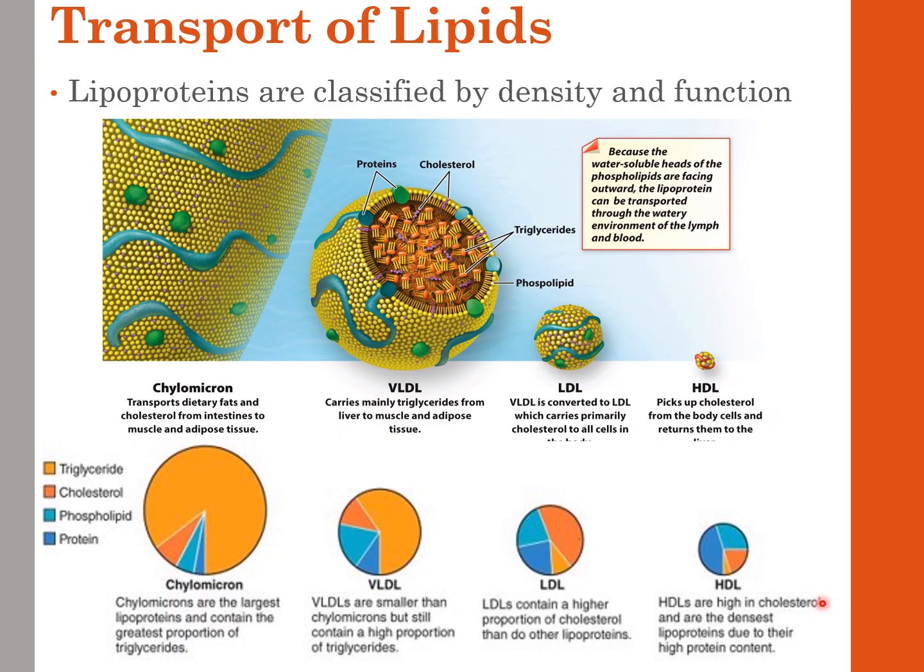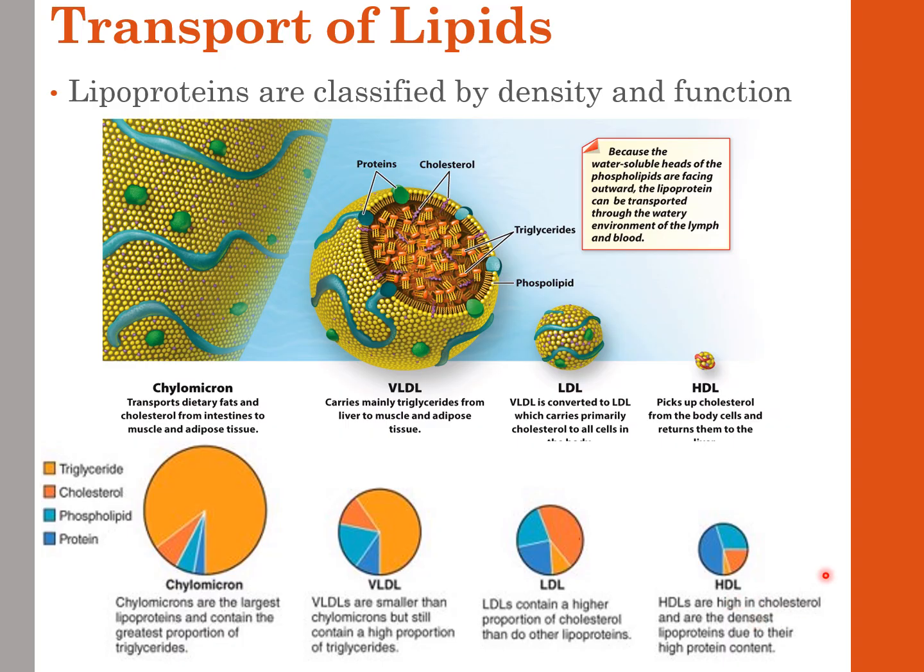So too much of those is going to cause or increase the risk of atherosclerosis, the development of those plaques within your arteries. Now, our last one here is the HDL. The HDL has the greatest amount of protein. That's why it's known as high density lipoprotein.